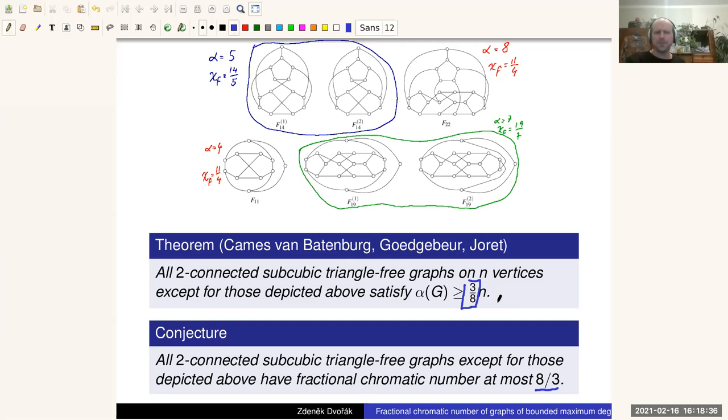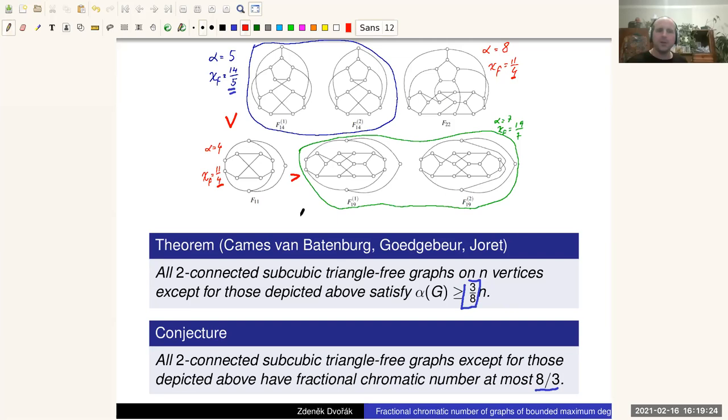And so, if you have a look at these excluded graphs here, we have these two graphs, which we have seen before with fractional chromatic number 14/5. Then we have this pair of graphs with fractional chromatic number 11/4, which is slightly smaller. And then you have these two graphs with fractional chromatic number 19/7, which is even smaller.